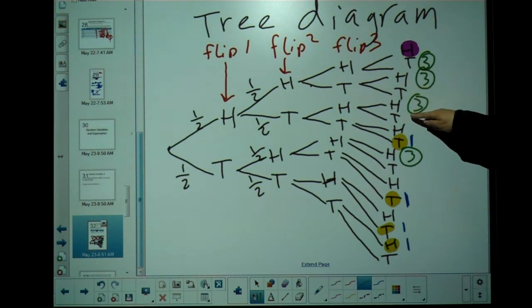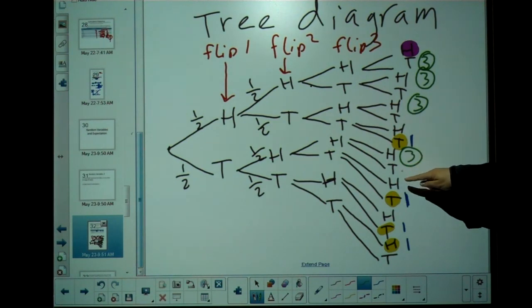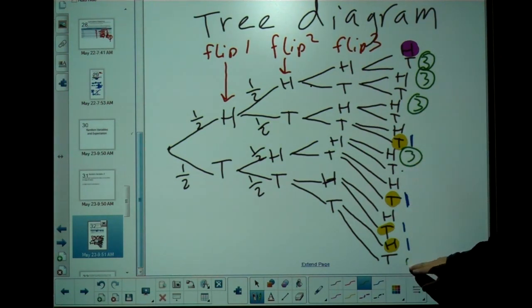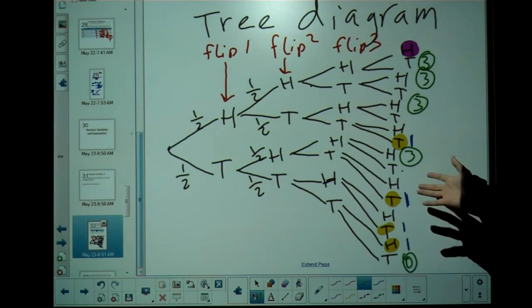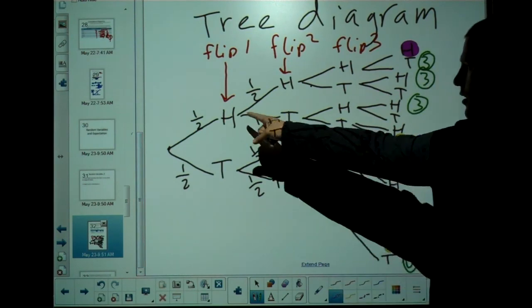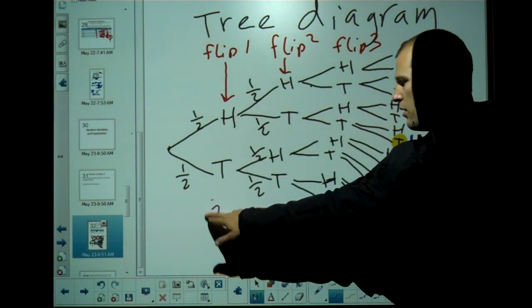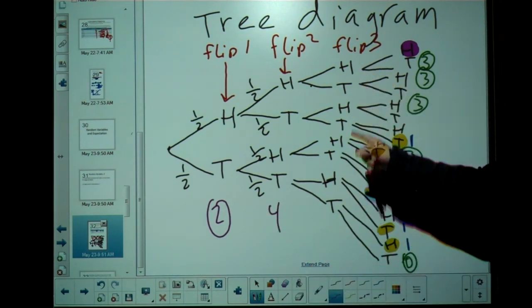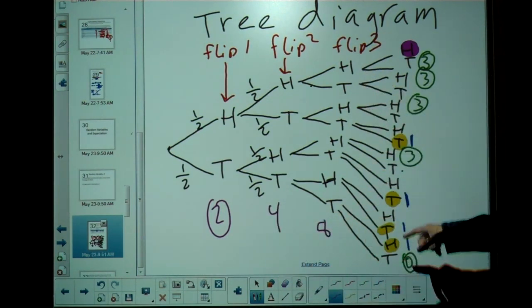Looks like 1, 2, 3, 4, 5, 6, and then that one's the one that had 0. So there are 6. Another way we could look at that, notice in this first row, we had 2 outcomes. In the second one, 1, 2, 3, 4. We had said this was exponential. Then there's 8, and like you said, 16.